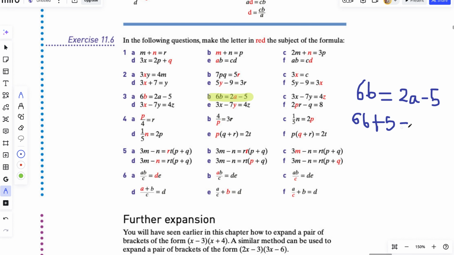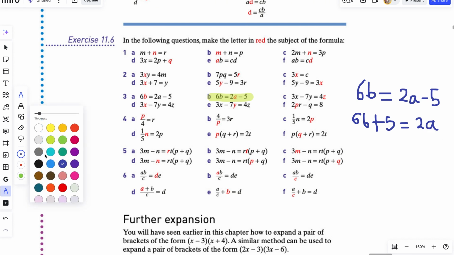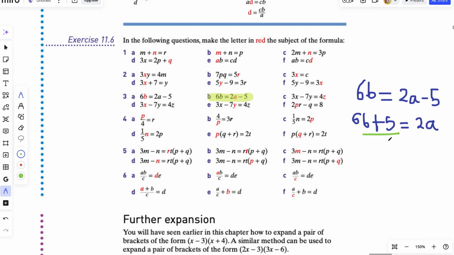Remember, they are not asking you to solve for 2a. They are asking you to solve for a. Since this is now multiplication, to get a, the next thing to do is to divide both sides by 2 in order for a to remain. Since they say we should make a the subject, I divide here by 2, and I divide here by 2.